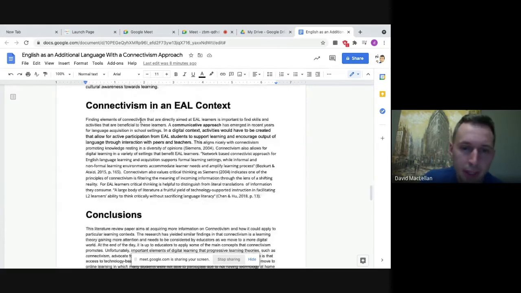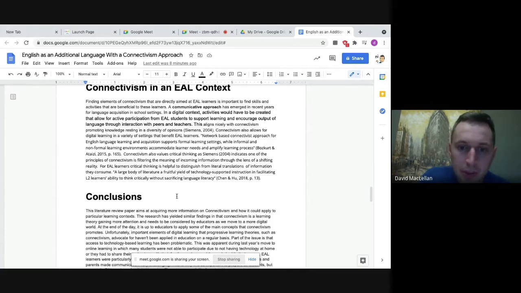And then finally, looking at connectivism in an EAL context. The research that I found looks at promoting participatory learning for EAL students, making sure they're active learners using digital learning. Also maybe in higher grades, promoting critical thinking. That can be a challenging concept sometimes for EAL students, because oftentimes we're looking closely at the literal meaning of words. But if we can look at critical components, that can be very helpful.